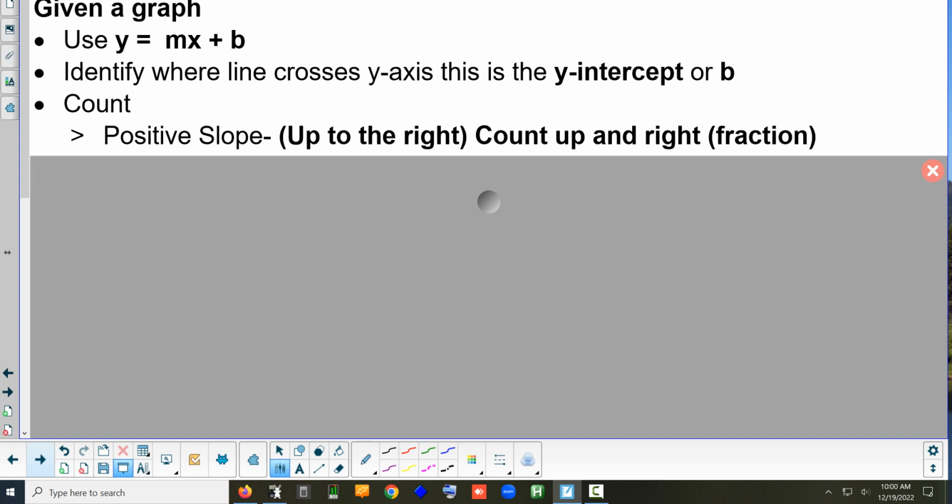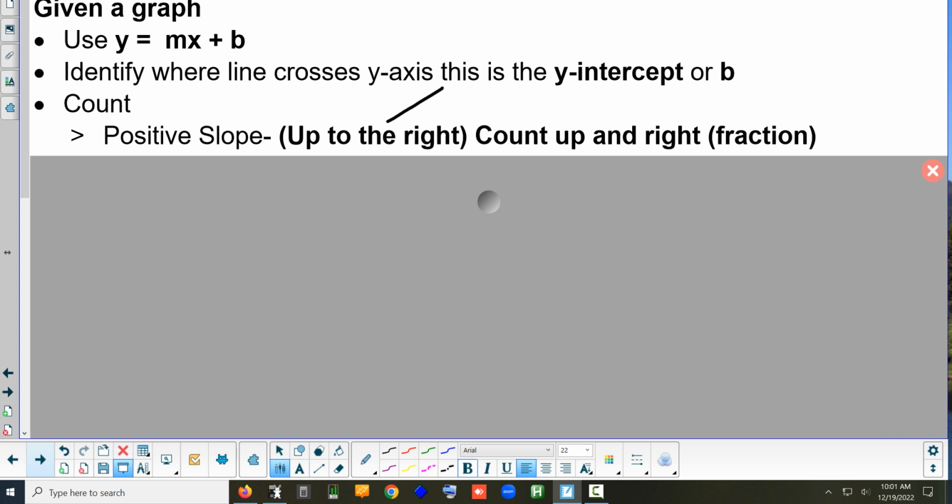So you guys have two lines under count. The first one says positive slope. A positive slope is going to look like this. The line is going to slant up to the right. And a lot of times their slope is going to end up being a fraction. Could be like 2 over 3 or 5 over 7, something like that. But a positive slope is going to be up and to the right.